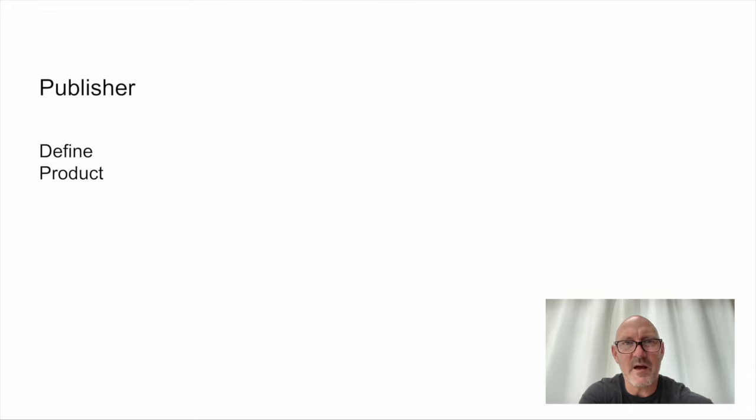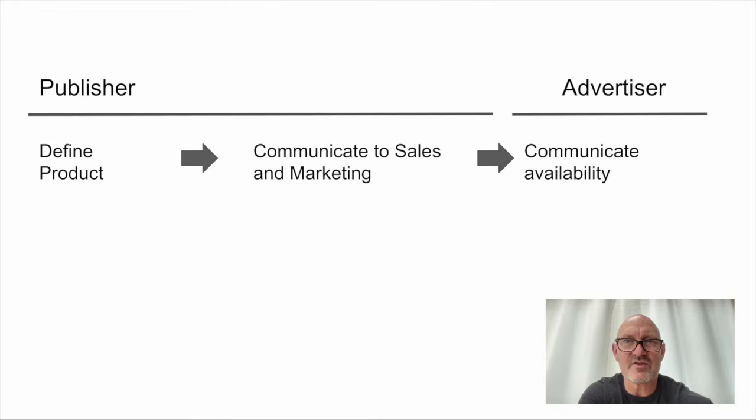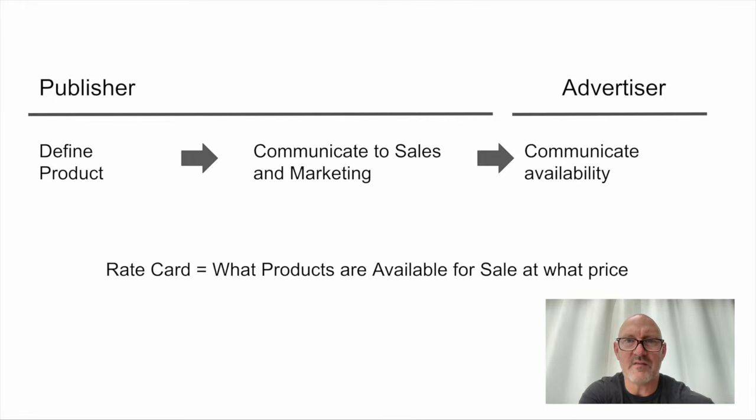Over time, a company may end up with hundreds or thousands of different products that they are selling. And the expectation for how those products change over time is captured in the mechanism. So the rate card is simply the mechanism within media that says what products are available for sale and at what expected price.